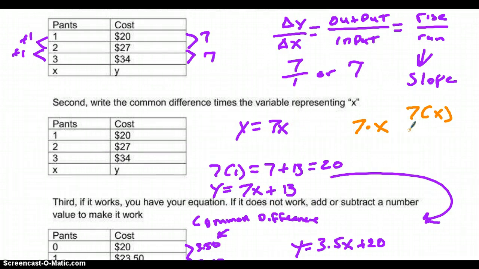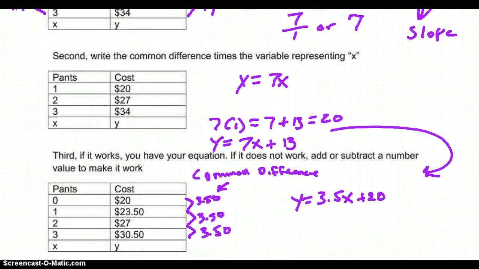Think about science here. This would be your coefficient for the variable. That means whatever you come up with for x, you're going to multiply it times 7. So again, you do not have to put those other symbols. It's just known that 7x means 7 times x. So again, you need to check it to make sure if it works or does not work.